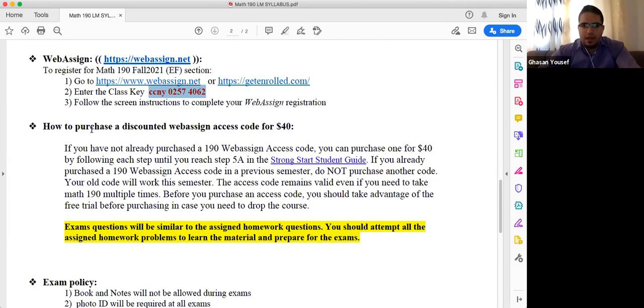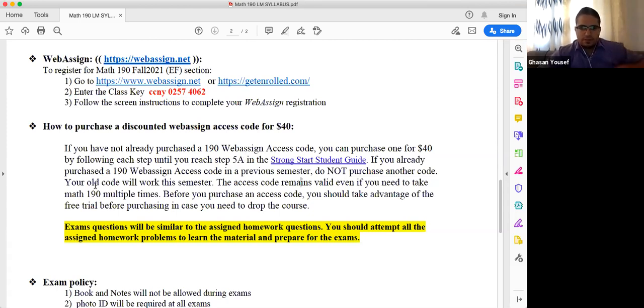Okay, how to purchase a discounted WebAssign access code for $40? If you have not already purchased a 190 WebAssign access code, you can purchase one for $40 by following each step until you reach step 5A in this link. You just have to click on this link and it will send you to the information PDF on how to sign up and get the discounted account for $40. Just click here and follow the information until 5A.